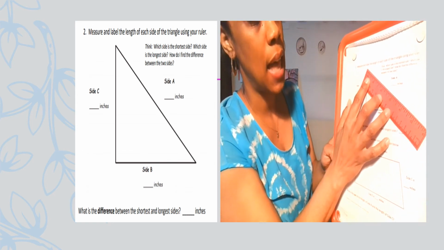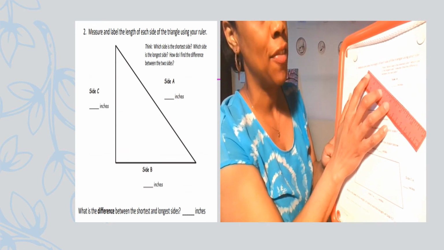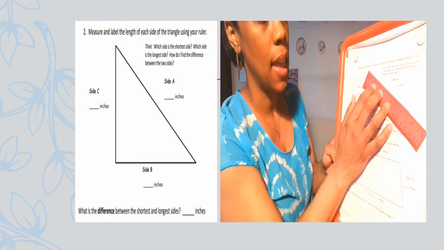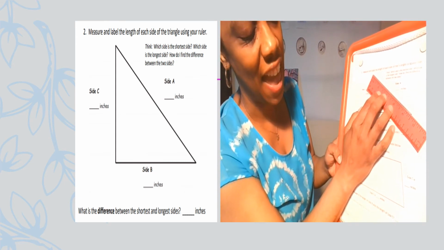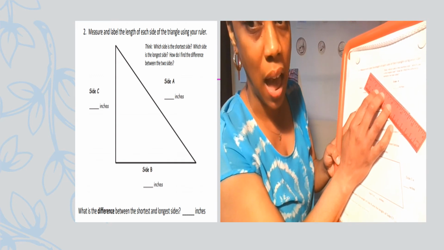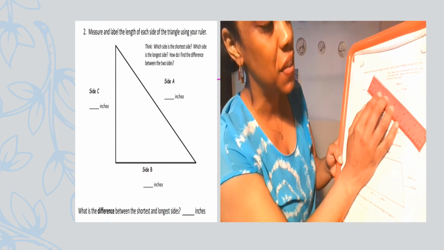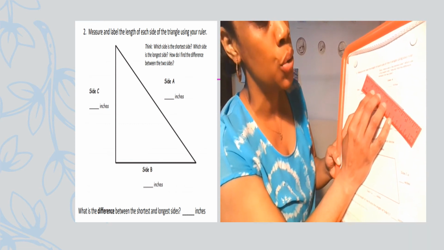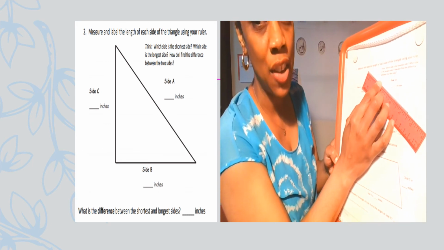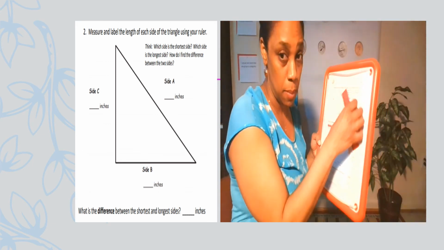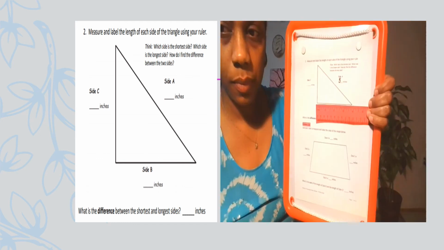This is side A. Remember, I have to put the beginning of my ruler at the beginning of the line for side A. It goes about 4.5. It looks like it's in the middle of 4 and 5. So what I am going to do, I'm going to round that up to the closer inch. So the closer inch, in my opinion, would be the higher number, which is 5 because it's right in the middle. So we're going to put 5 inches for line A.